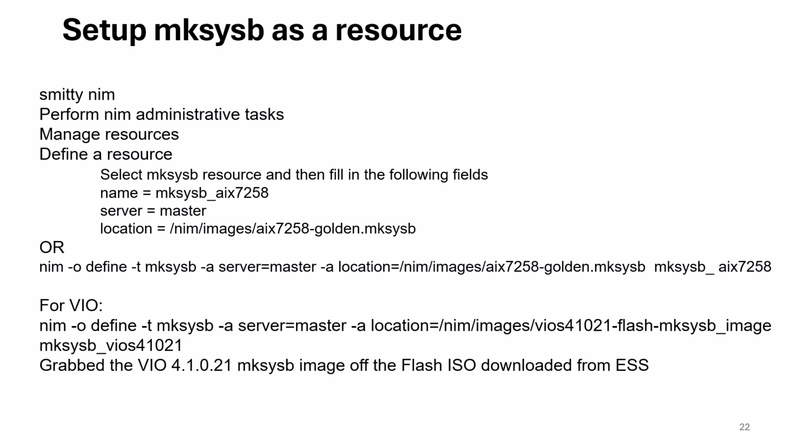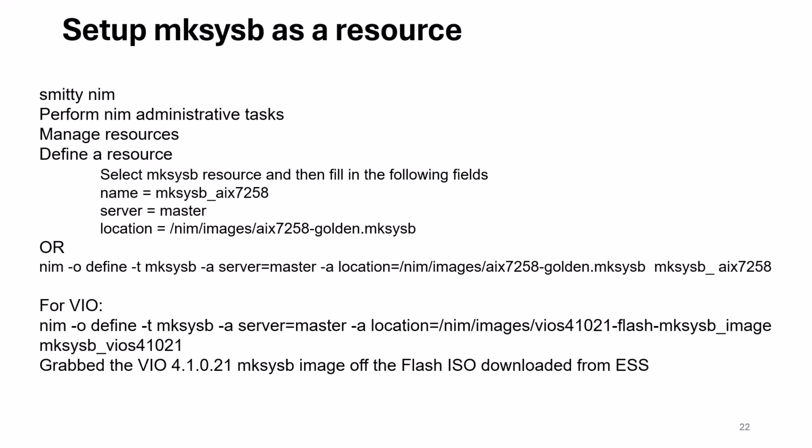I typically have all my mksysbs in a separate file system called /backups because I have it NFS exported to all my systems so that they can just automatically do mksysbs out of their crontab. When I want to use a mksysb, I will copy it into /nim/images, and then I will create a resource for that. In this case, I'm using my golden image.